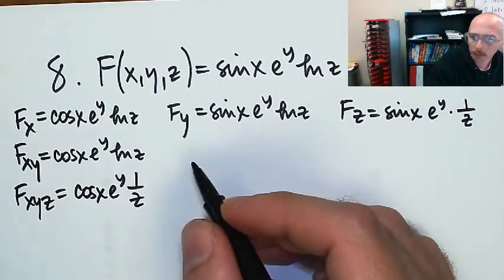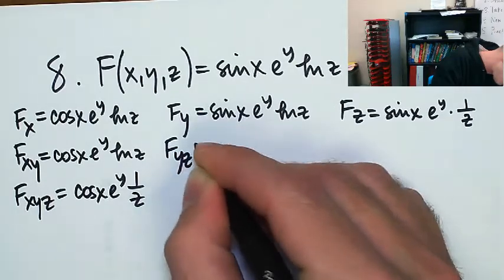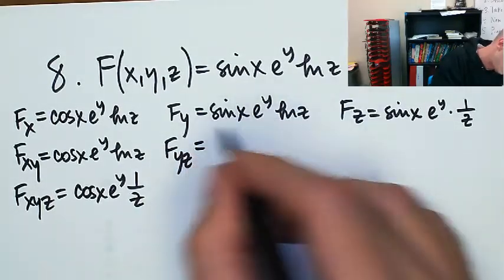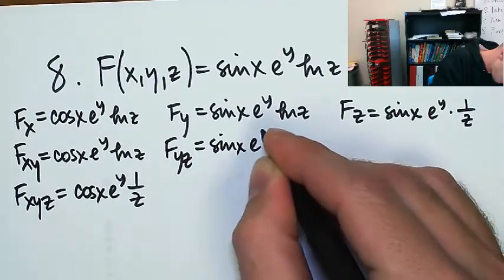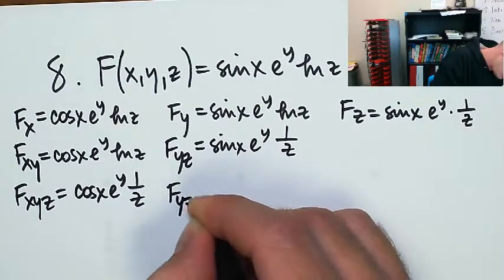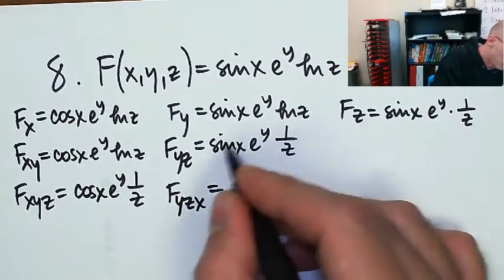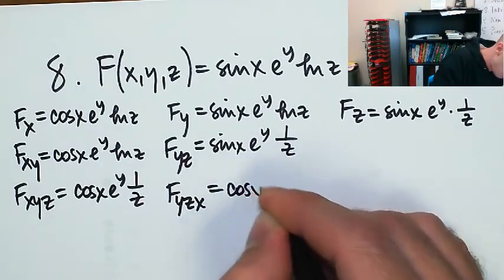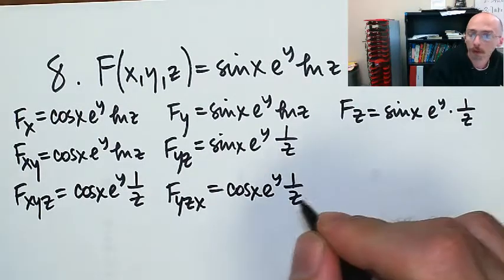Okay. The next one is fyz. So I'm going to take the derivative of that with respect to z. Okay, this is just all constants, and I have 1 over z. And then we want fyzx, so I take the derivative of this with respect to x. All of this is just a constant, so it's cosine x e to the y 1 over z. Okay, 2 for 2 so far.